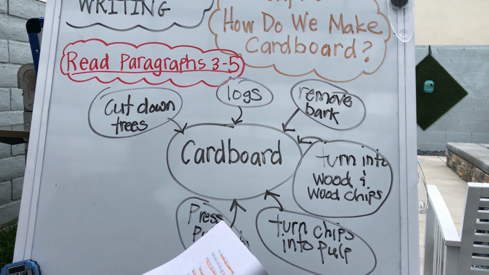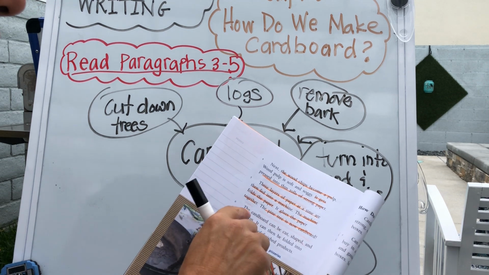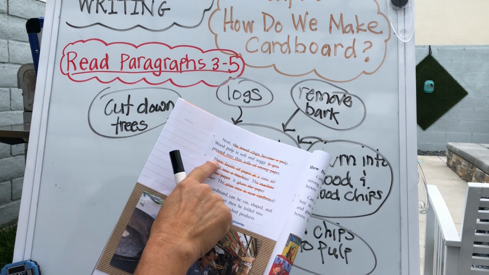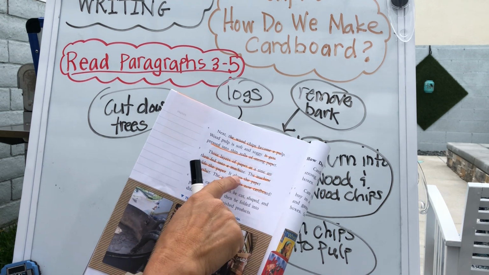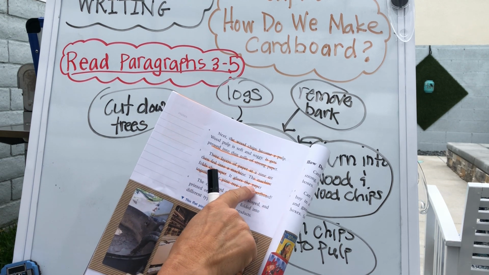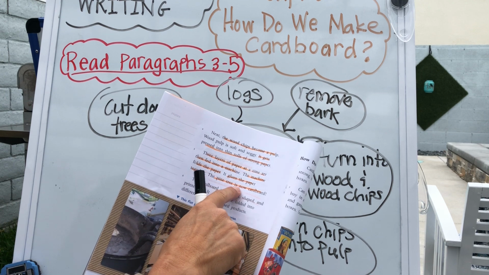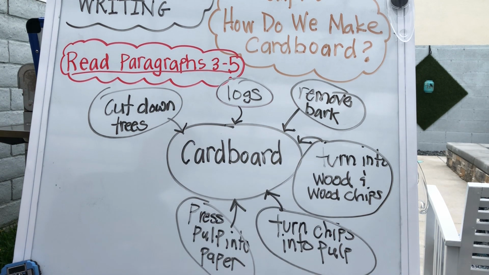Okay. Now, then I underlined here in paragraph 5 where it says, 3 layers of paper at a time are then fed into a machine. The machine folds the paper. It glues the paper together. The pine tree is now cardboard. So that's kind of what they do.